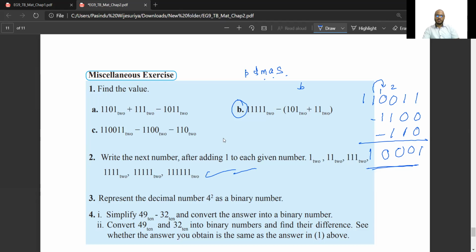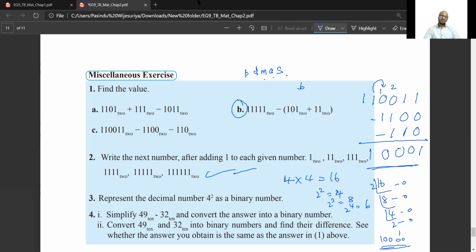Represent this. You should know that 4 to the power 2 is what? 4 into 4 is 16. 16 is 2 to the power 4: 2 is 2, 2 to the power 2 is 4, 2 to the power 3 is 8, 2 to the power 4 is 16. So what is the binary number? You know 16 divided by 2 is 8. Now remainder 0, again 4, again 2, 1 is 1, 0, 0, 0, 0. This is the answer.